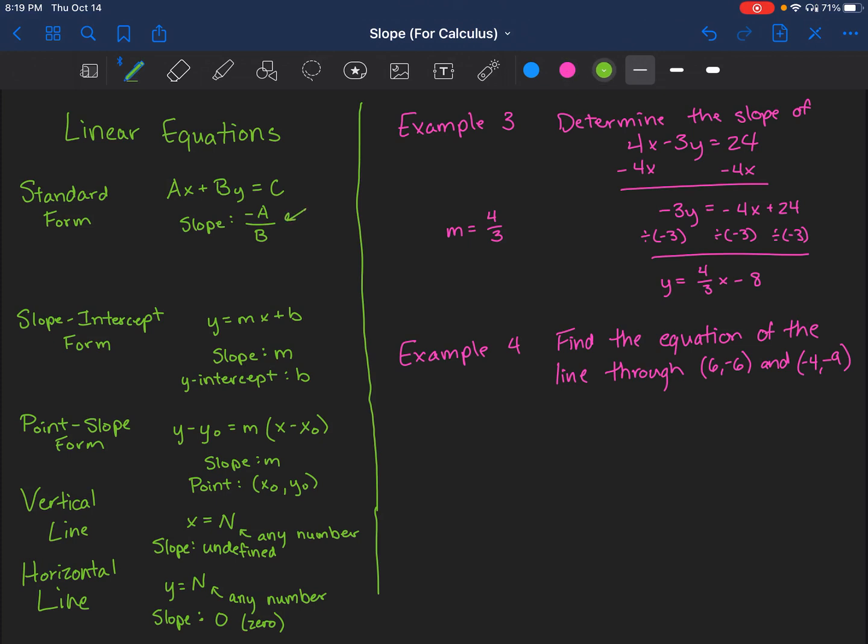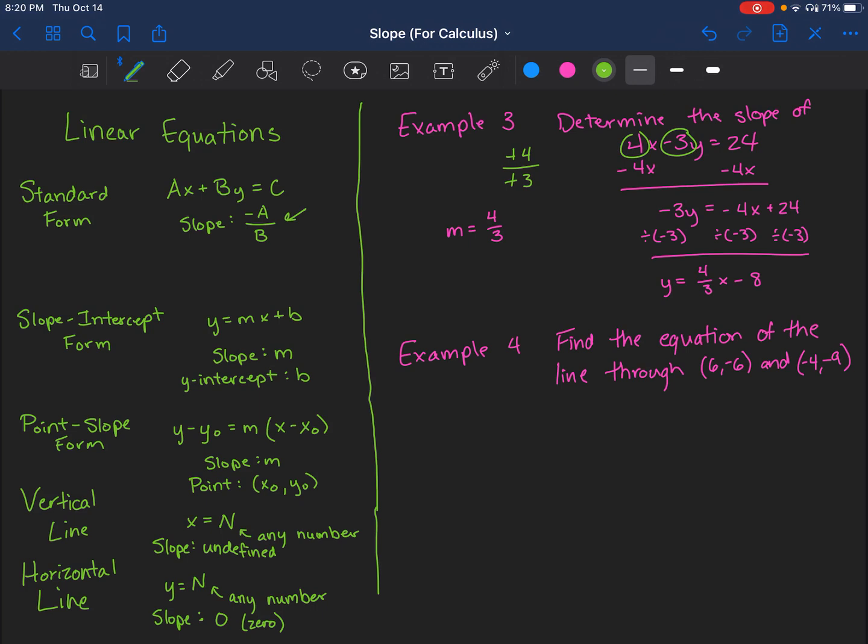I'm going to write my shortcut again. So if I take a, which is this 4, and I change its sign, make it -4, and I divide by b, which is -3, we still get 4/3. It's just got double negatives to make it positive. So again, nice little shortcut that makes things work out nicely. Example 4 is a little bit different though.